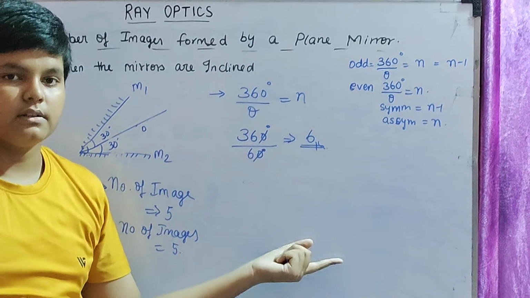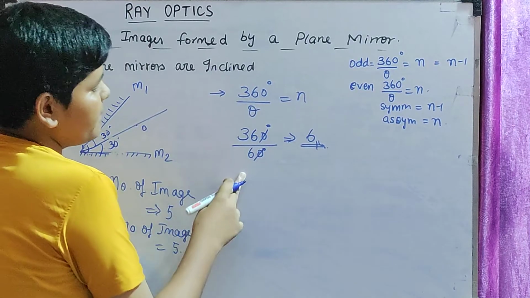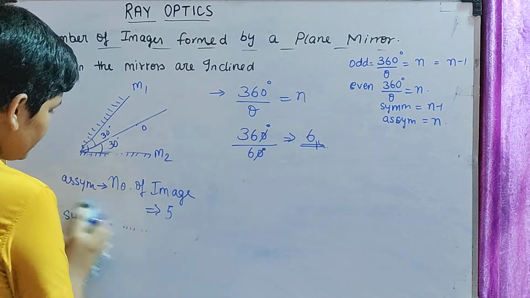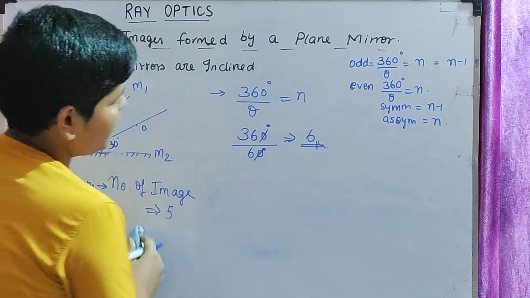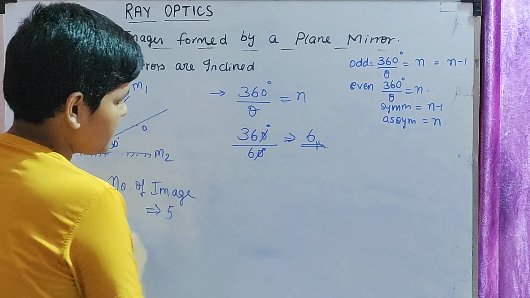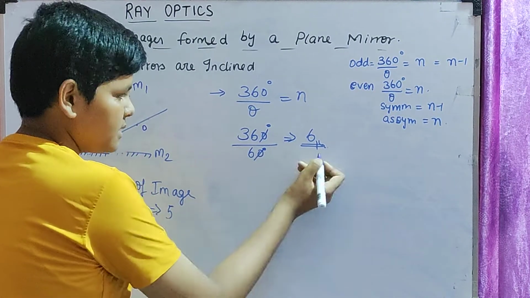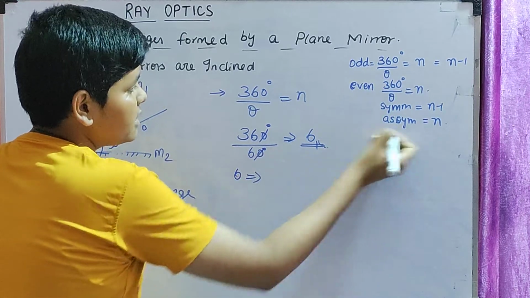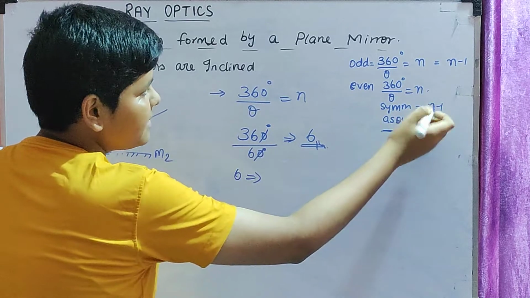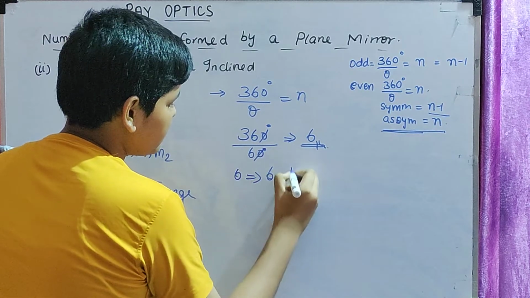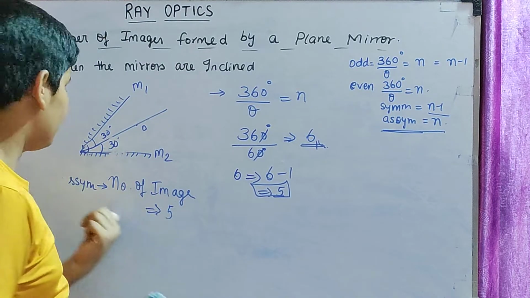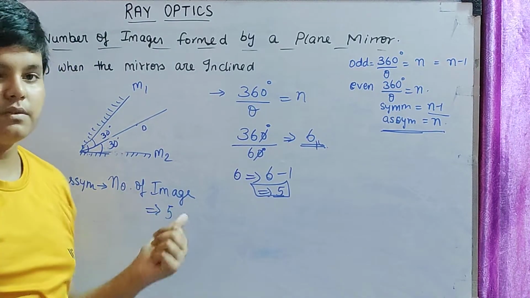So here it is even. Now it is 360 by 60 degree is equals to 6. So for example, if we are taking asymmetrical, number of images we are getting 5. 6 is an even number. So if it is asymmetrical, we are taking only n. Symmetrical means we are taking n minus 1. So it is equals to 6 minus 1, which is equals to 5. So this is how you get the answer 5. If it is symmetrical, the number of images between them is 5.